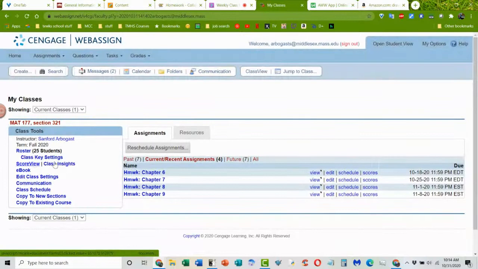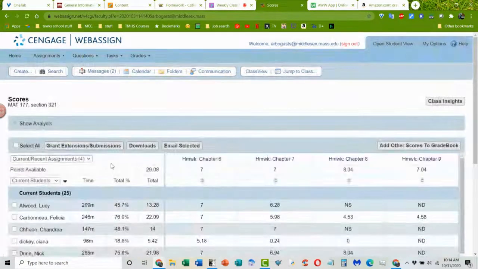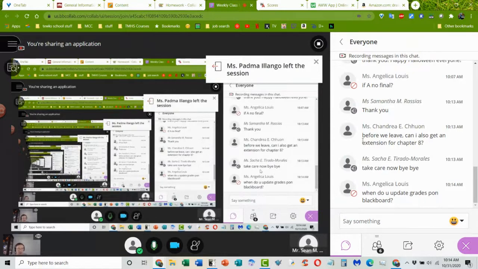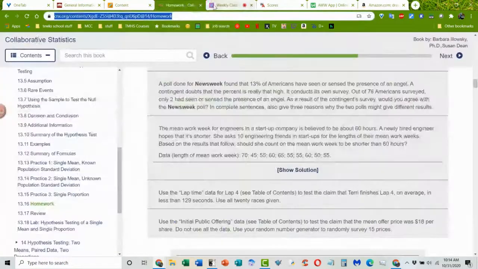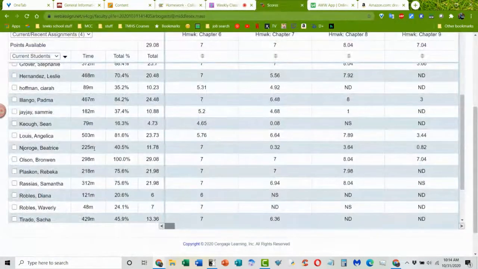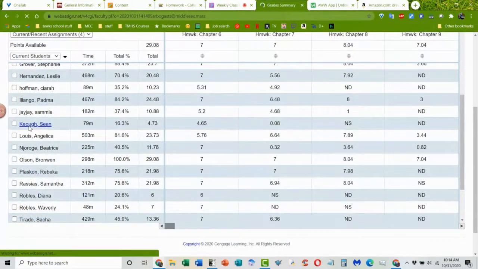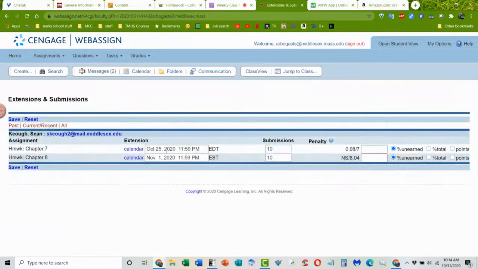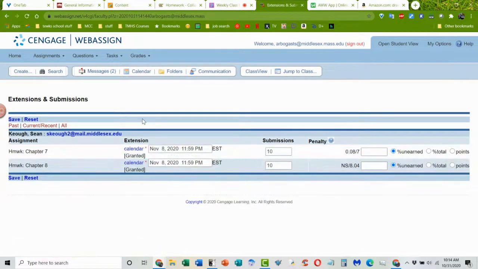I wish there was an easy way to do this, but there isn't. Technology. When do you update grades on Blackboard? Usually after the next test, I'll update grades again. Sean, what's your last name? Theo. I should know this, but my brain's not working. I'll give it for you for seven, too. Thank you.